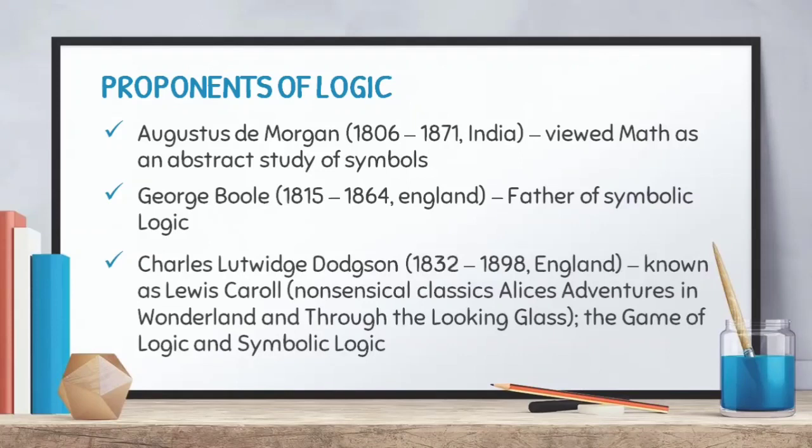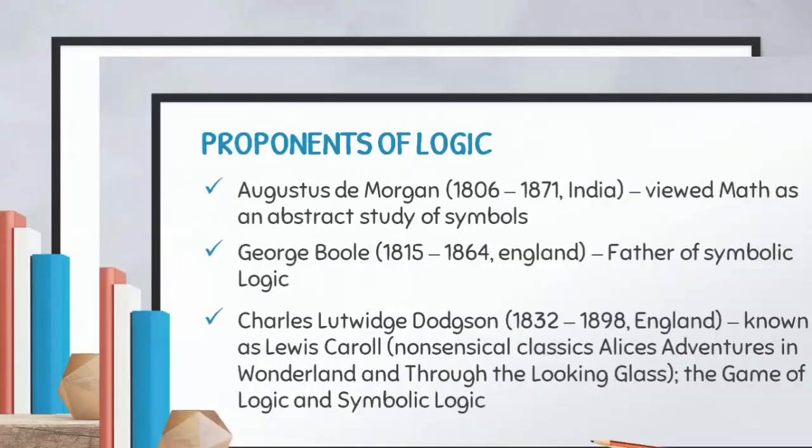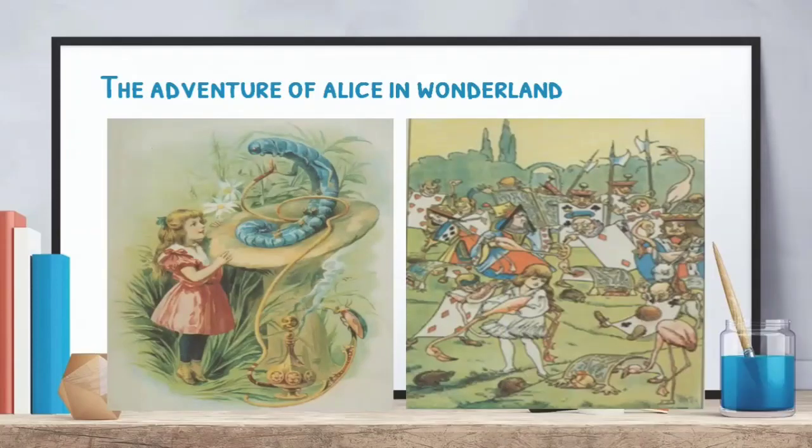He is known as Lewis Carroll, and he is famous for his books, the nonsensical classics Alice's Adventures in Wonderland and Through the Looking Glass. So these stories have the game of logic and symbolic logic. So these are the pictures taken from the book The Adventures of Alice in Wonderland. On the picture, you could see that there are lots of symbolism with regard to the characters and the plot of the story.